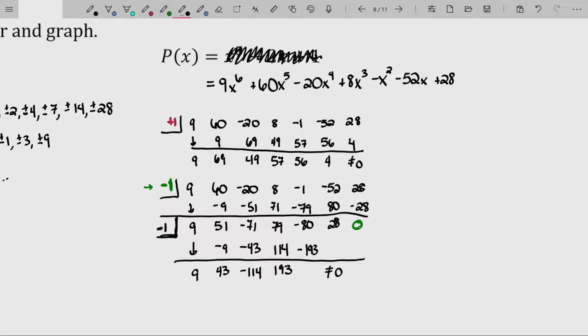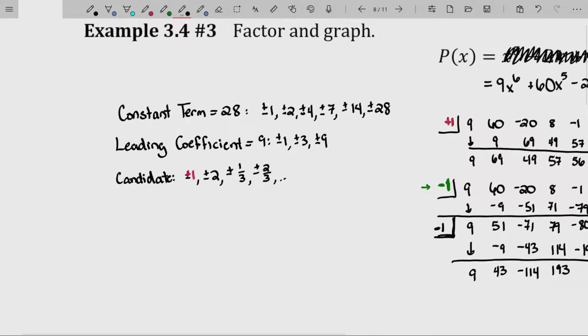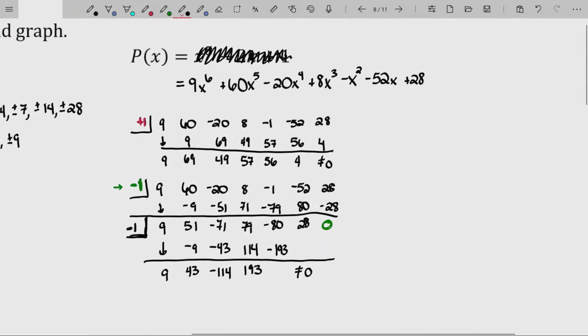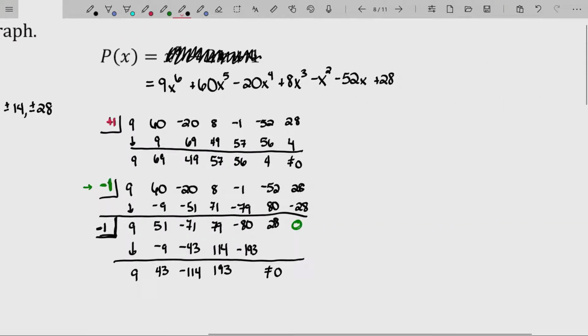Okay. So we have one of our zeros. Now I'm going to go ahead and move on. I have now conquered that easy candidate. I'll just cross that out now. We go to plus or minus 2. And you can see again that this is going to be a long-winded process, but we could do it.